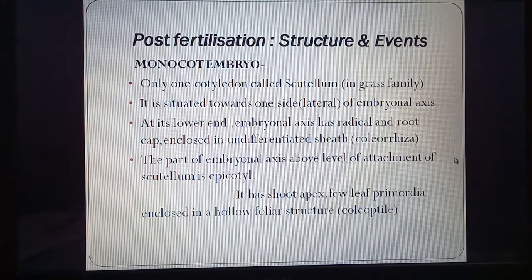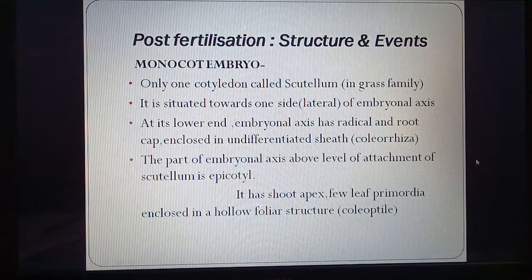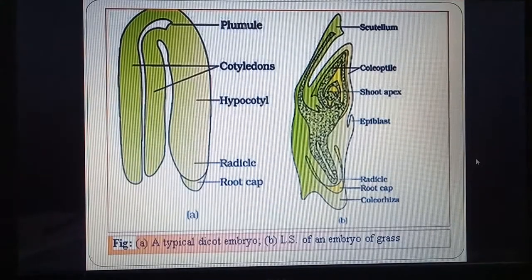The part of the embryonal axis above the attachment of the scutellum is called epicotyl. So the upper part is called epicotyl. The epicotyl has the shoot apex or the tip and a few leaf primordia, meaning young parts which will form leaves, and it is also covered by a sheath or thin membrane which is called coleoptile. So in the monocot embryo, the root tip is covered by coleorhiza and the shoot tip is covered by coleoptile.